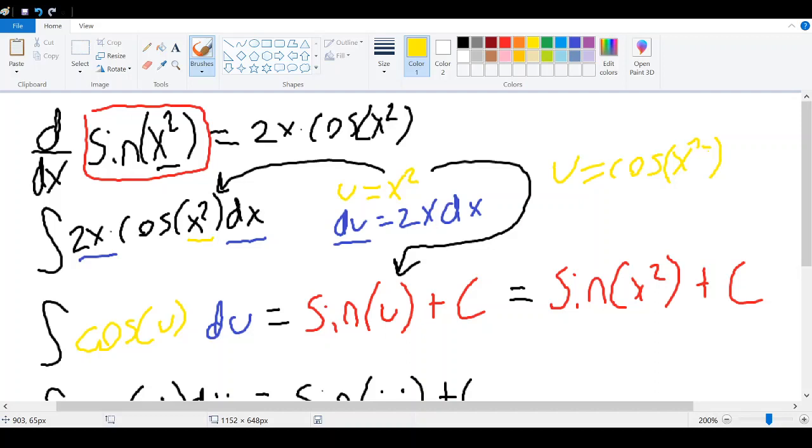In the next video, I'll give you some more examples because U-substitution definitely takes some time getting used to and recognizing its patterns. And so that'll be for the next video.